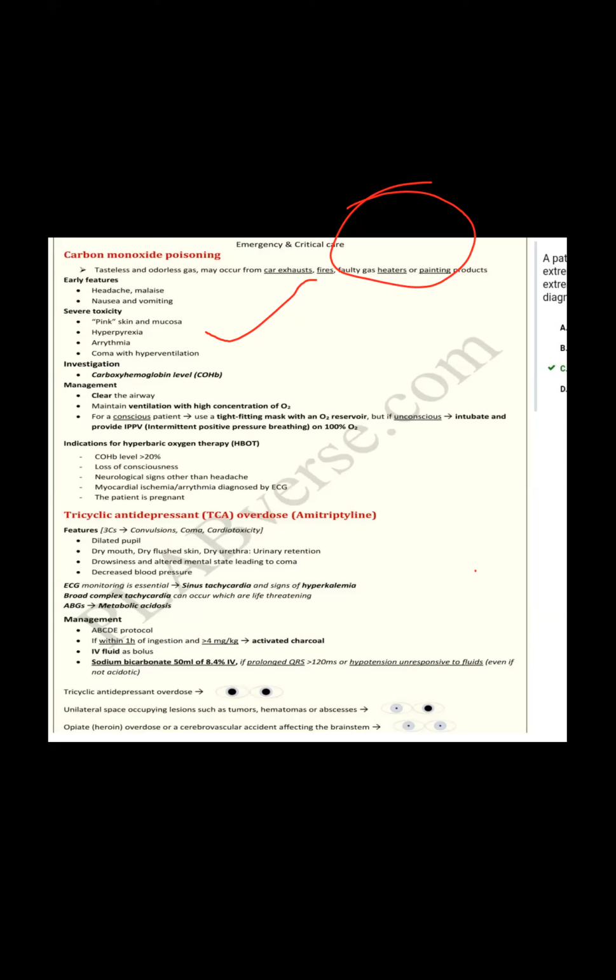poisoning. Carbon monoxide poisoning is a very important question. Either they ask by the diagnosis, or what you will do, investigation or management. My dear candidates, every candidate should strongly remember carbon monoxide poisoning.